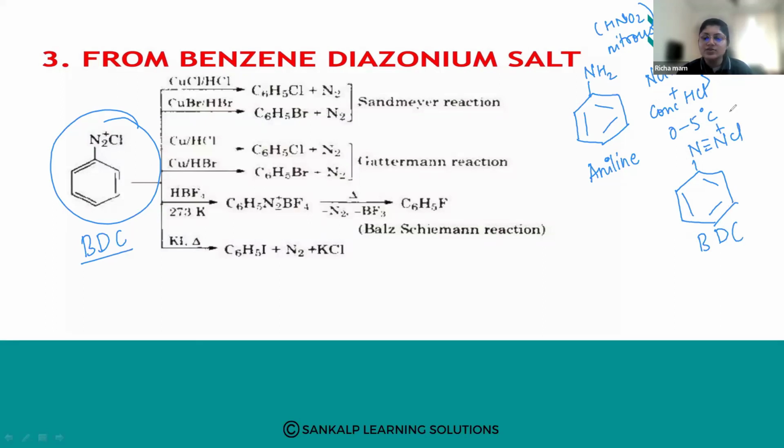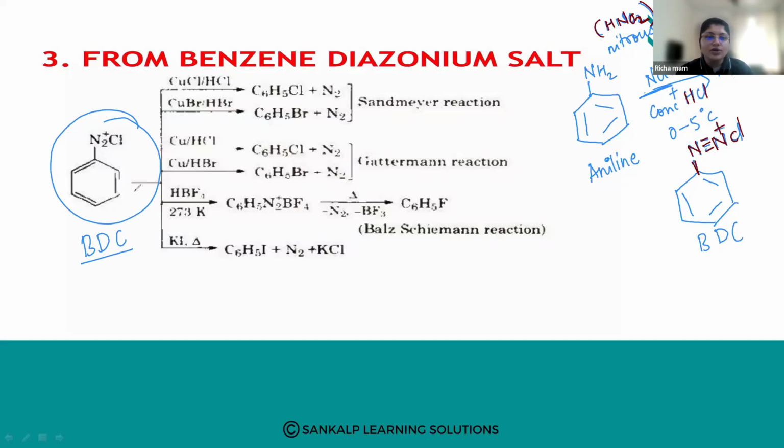So write the steps. How do you get benzene diazonium chloride? Aniline, when you treat it with sodium nitrite in the presence of concentrated hydrochloric acid, what reagent is obtained? HNO2 is obtained, that is called nitrous acid. What is the product obtained? It is benzene diazonium chloride. Now on this benzene diazonium chloride, we are going to do various reactions.